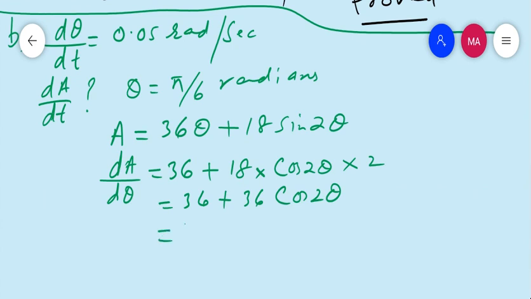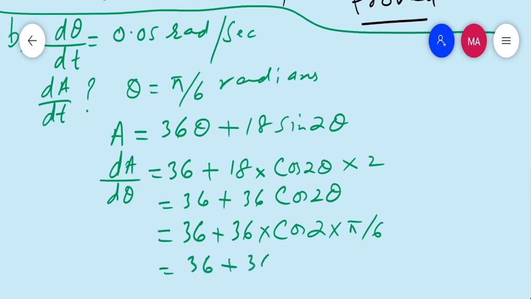Substitute the given value of theta, cos 2 multiplied by theta, which is given as pi by 6. 36 plus 36 cos, 2 times pi by 6 is pi by 3. If you find it from your calculator, cos pi by 3 is 1 upon 2. Half of 36 is 18. 36 plus 18 is 54.